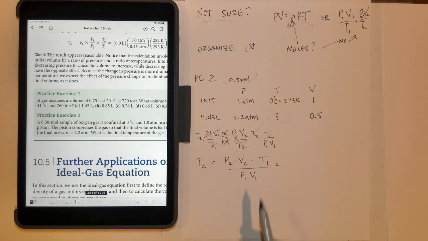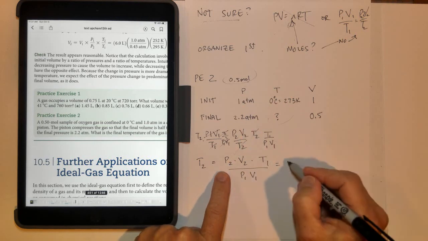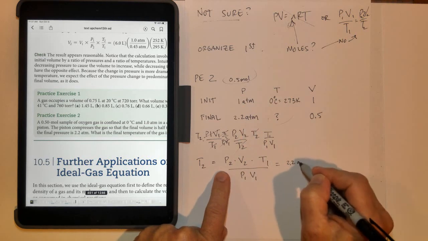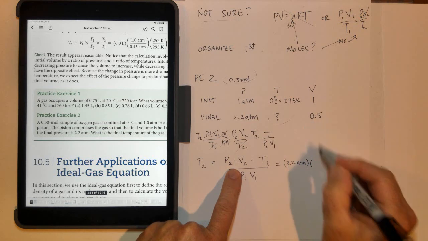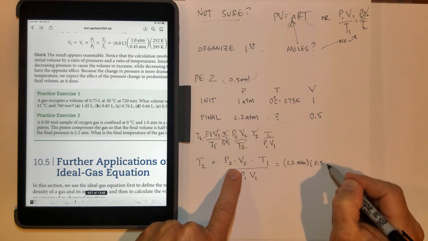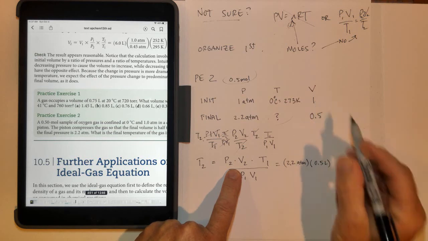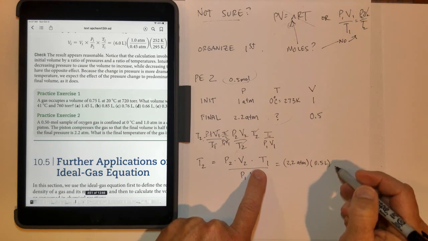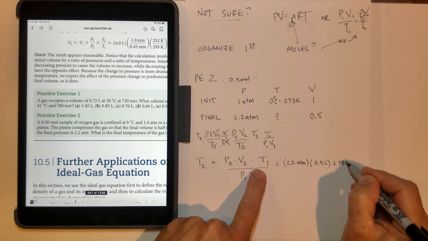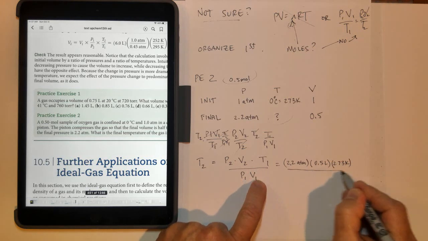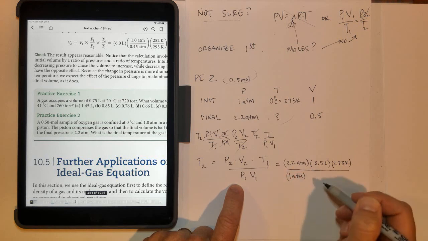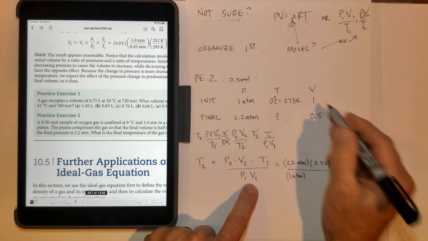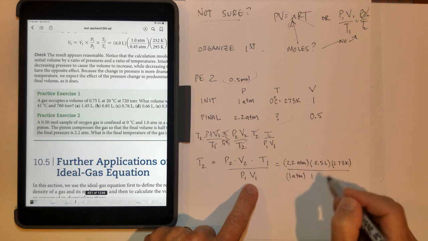and make sure that the units match. The pressure 2 is 2.2 atmospheres. The volume 2 is 0.5. Remember, I made that up because I wanted it to be half as much as the original. Temperature 1, 273, divided by pressure 1, which is 1 atmosphere, and volume 1, which was 1, or it just needed to be twice as much as this one.